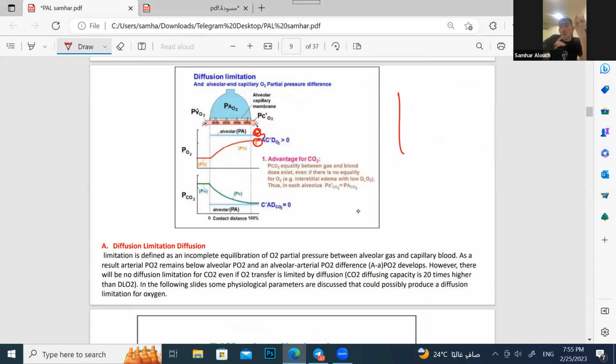As I said, we don't need the whole length to reach max. We usually reach it at the middle. But now in the diffusion limitation, we reach the end and we are still not full because there is a diffusion limitation. So once you see that the alveolar oxygen level and the blood capillary level at the end are not equal, then we have a diffusion limitation. Is it clear?